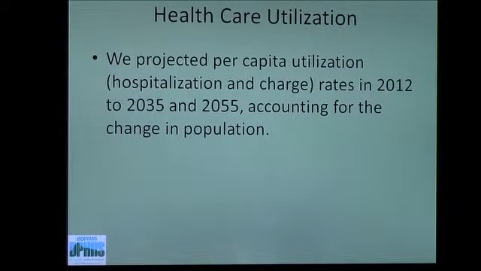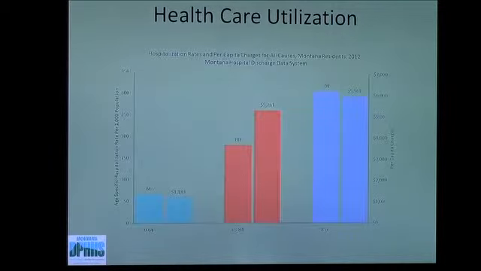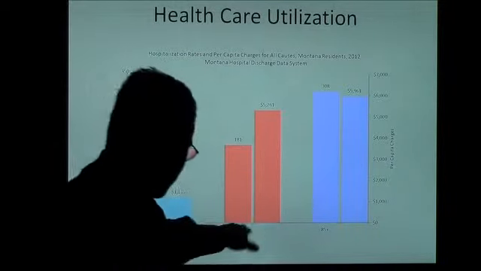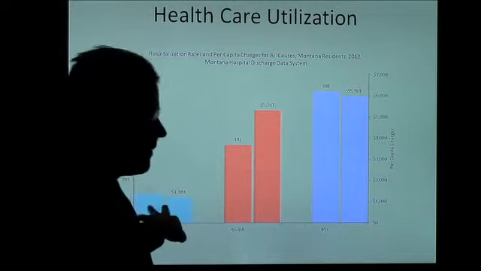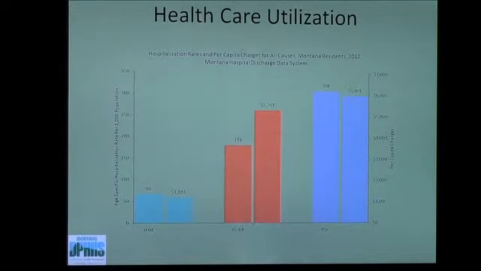We're going to project per capita utilization, based on both hospitalizations and charges in 2012, out to 2035, accounting for the change in population. So we're going to assume that people aged 0 to 64 use healthcare in the future the way they do now. The only difference is that there's going to be a bunch more of these people, and a bunch more of these people. These people will be about the same population.